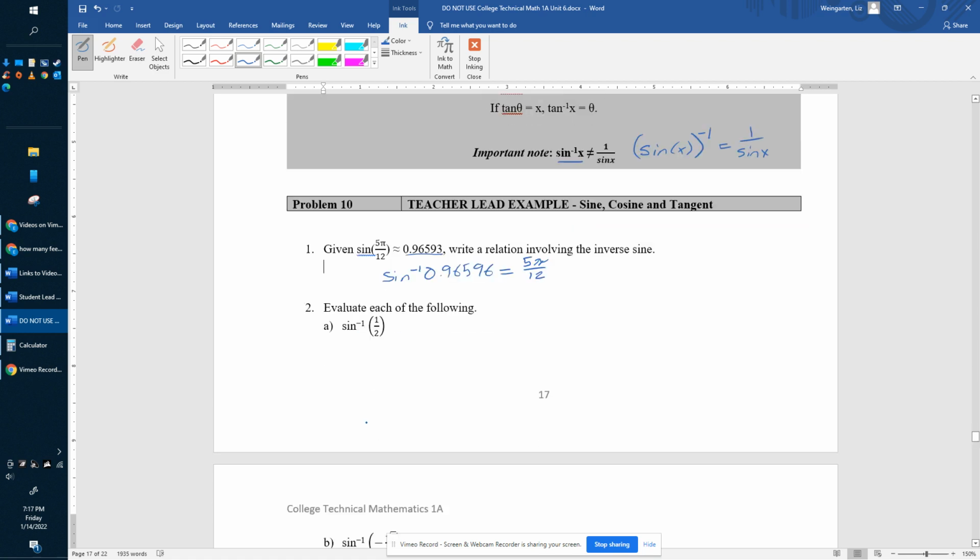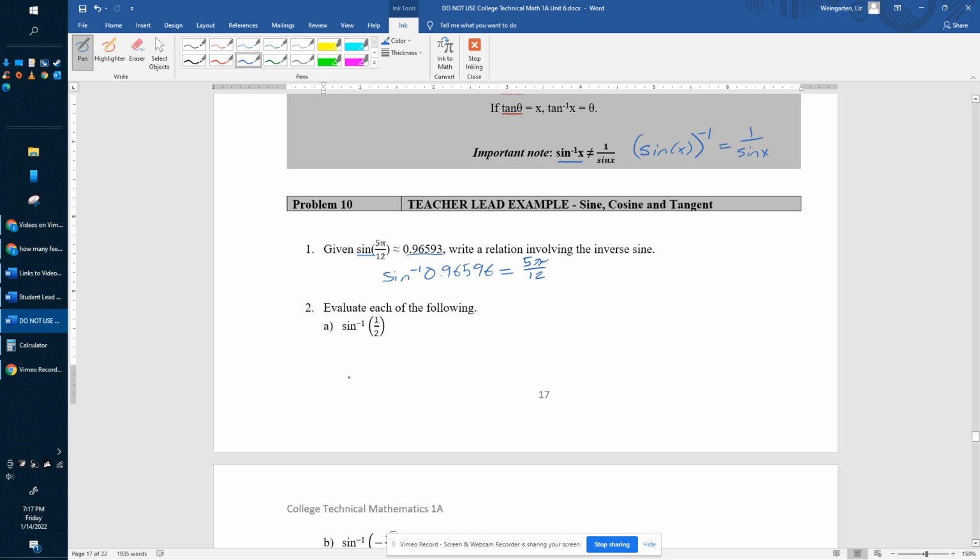Evaluate each of the following. So we have a ratio and we have an inverse sine function. What do we take the sine of to get 1/2? Can you remember? Well, I know it's one of those special triangles that we talked about.